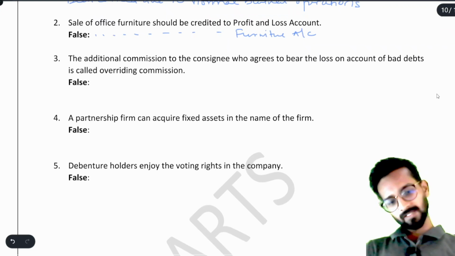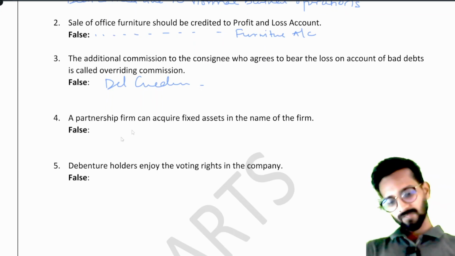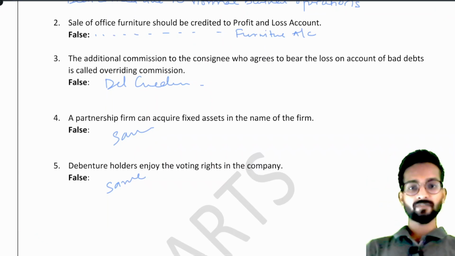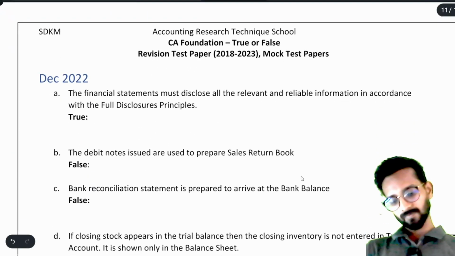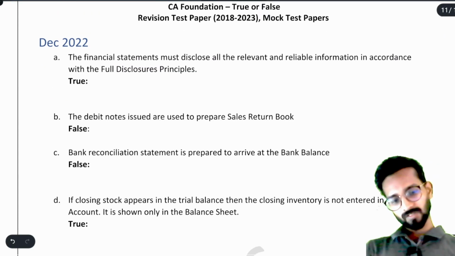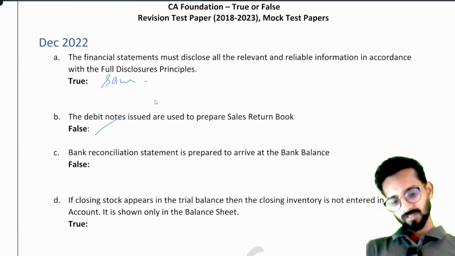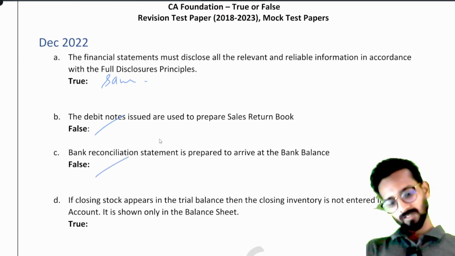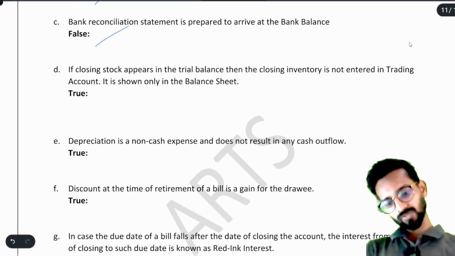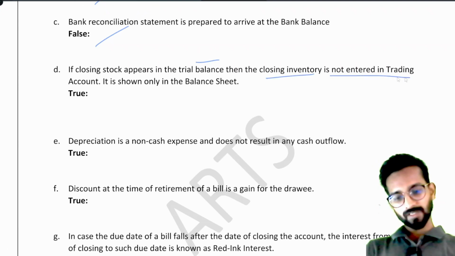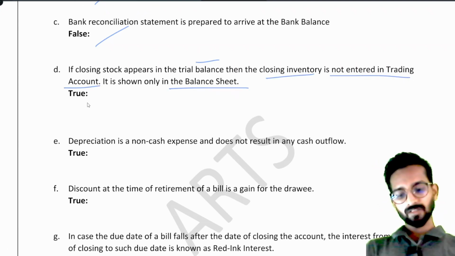After that, the additional commission, how many times this question will come? Del credere. A partnership firm, this is also same. Debenture holder, this is also same. If you can see, there are many repetitive questions in every RTP also. Okay. December 2022, see. The financial statement disclose all this is same we have discussed. Debit note discussed. Bank reconciliation discussed. Now point number D we have, if closing stock appears in the trial balance, then the closing inventory is not entered in trading account, it is shown only in the balance sheet. This also we have discussed.